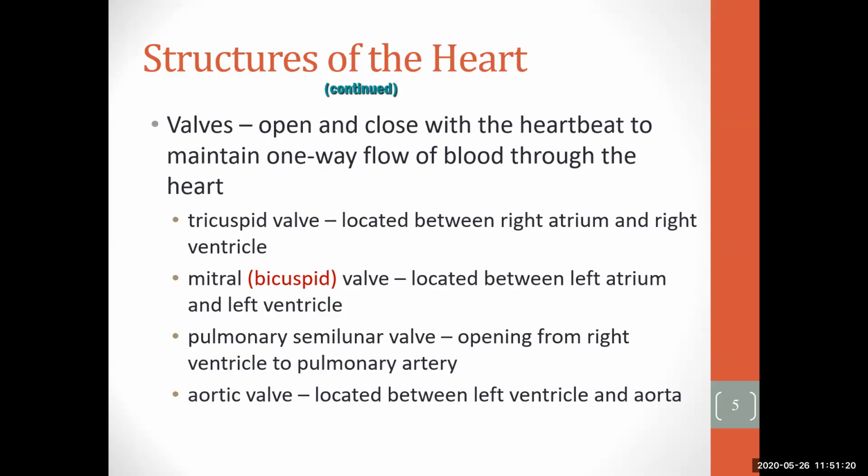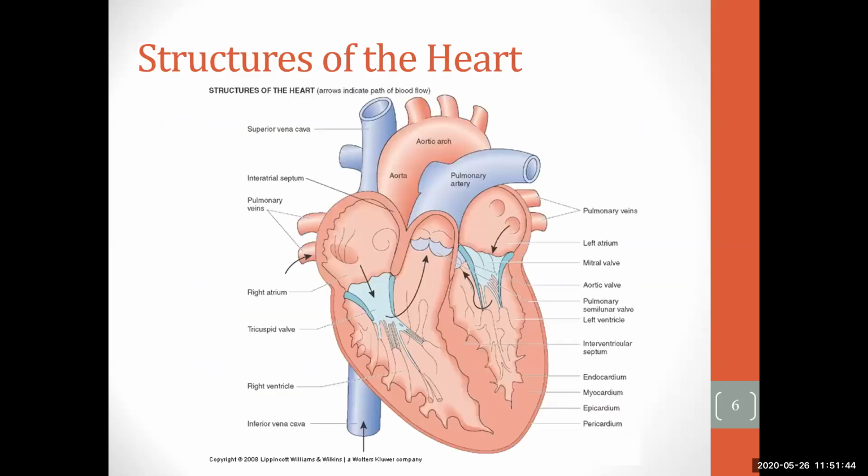Valves open and close with each heartbeat to maintain the one-way flow, so the blood flow doesn't back up to the heart. We have the tricuspid valve, which is between the right atrium and right ventricle. The mitral valve, often called bicuspid, is located between the left atrium and left ventricle. And they're kind of leaflet looking. The pulmonary semilunar valve is from the right ventricle going out to the pulmonary artery, and the aortic valve is located between the left ventricle and the aorta.